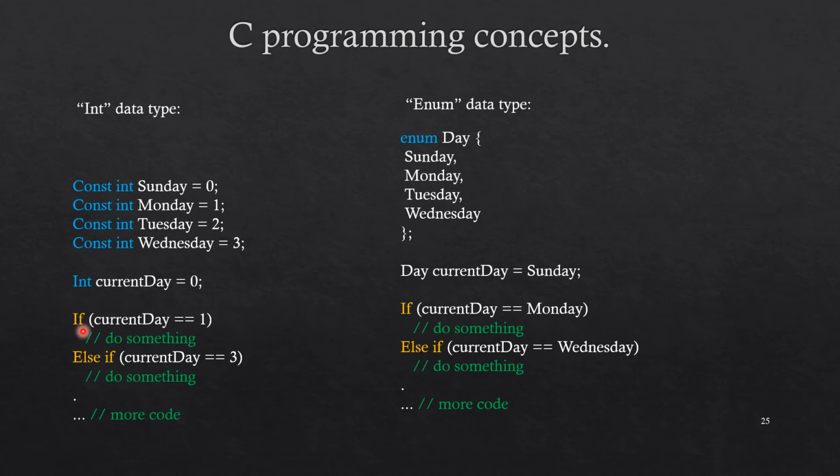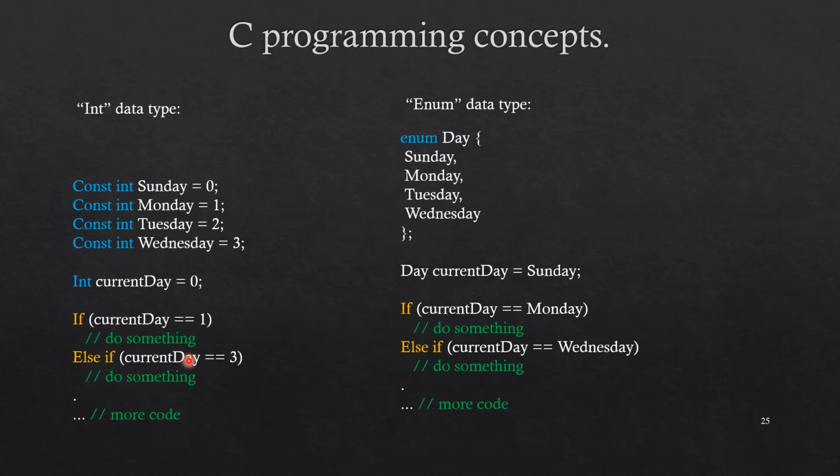Then we are checking if the current day equal 1, which is Monday. We will do something. If it is equal 3, which is Wednesday, we'll do something else. Now, by reading this code, if it is very large code, for example, this would make no sense. If current day equal 1 or current day equal 3, this doesn't really make any sense.